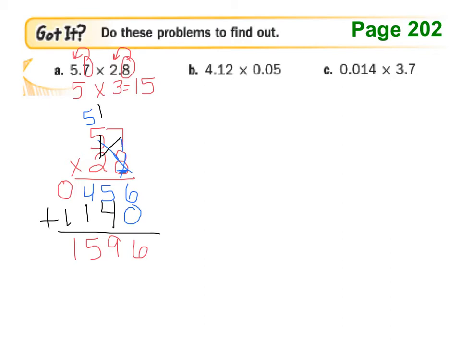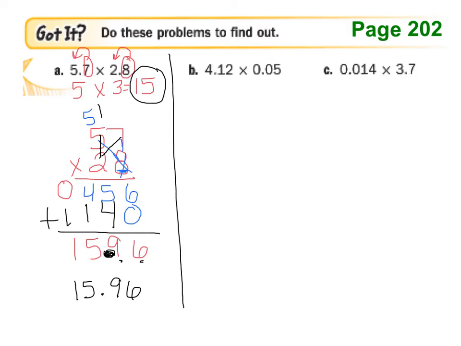So I'm going to go back and count my decimal places. I had 1, 2 digits behind the decimal. So in my answer, I need 1, 2 decimals. So 15 and 96 hundredths. And this is a good answer because it's very close to my estimate up here at the top. All right, go ahead and try to solve B and C on your own in your textbook, and then pause the recording, and when you're finished, turn on the recording again to check your answers.